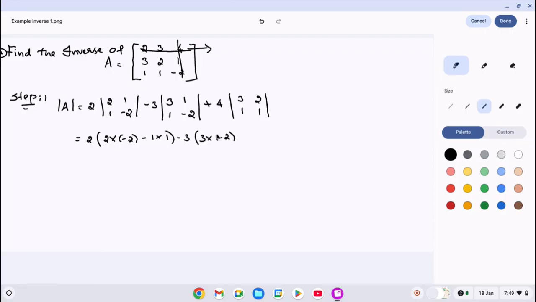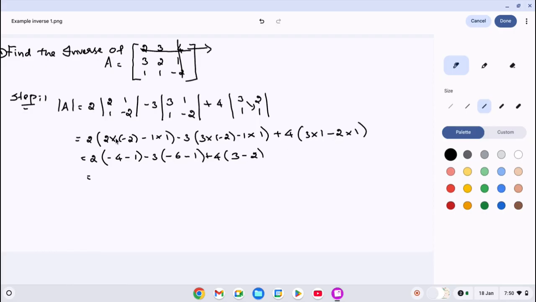Always put the subtraction element inside a bracket: minus 1 times 1 plus 4 into 3 times 1. You have to cross multiply and subtract. Okay, what is the final answer we are getting? 2 times 2 is minus 4, 1 times 1 is minus 1, minus 3 times minus 2 is minus 6, minus 1 times 1 is 1, plus 4 times 3 times 1 is 3 and 2 times 1 is 2.